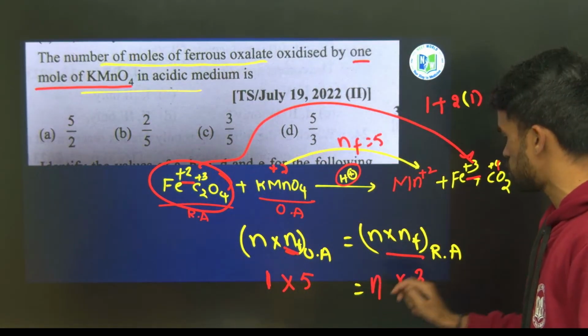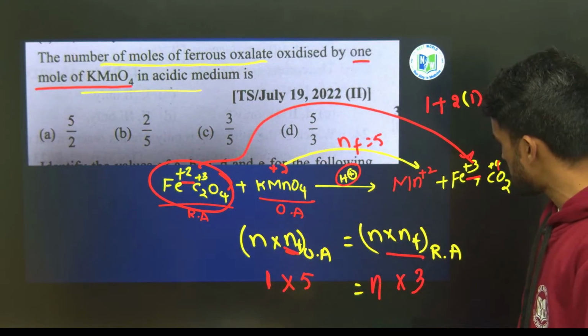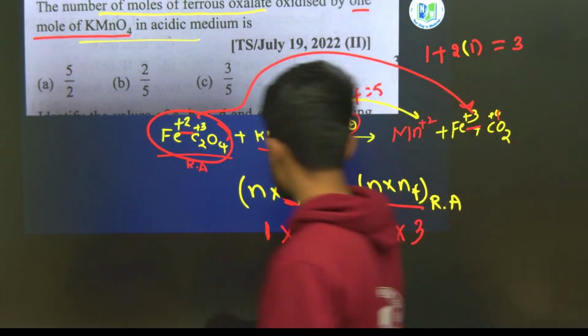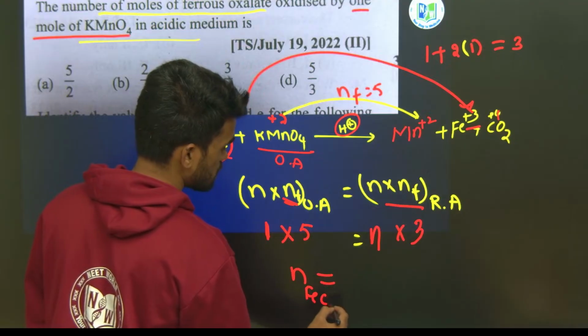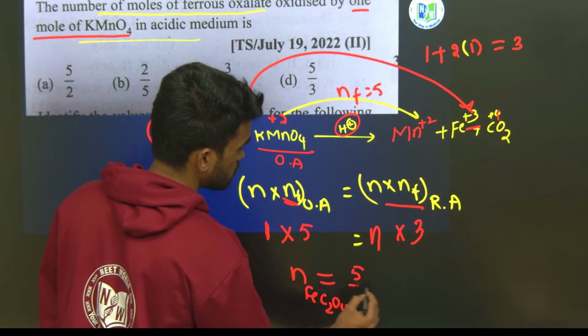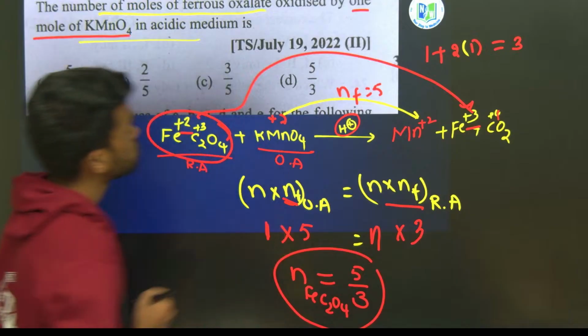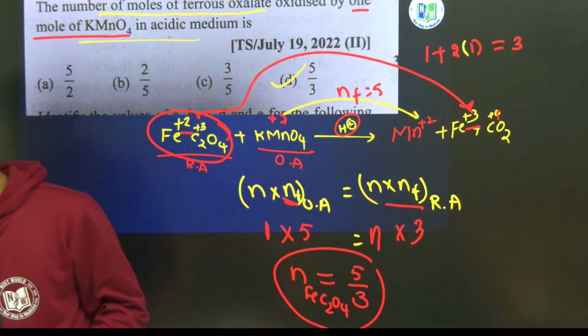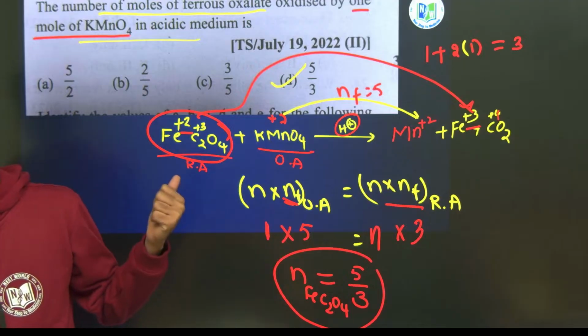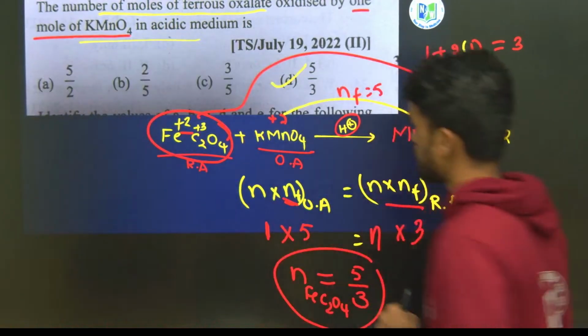So this is what you need to find here, N. Except N, you have everything now. So your answer is: N, the number of moles of ferrous oxalate, equals 5/3, that's it. This will be your answer. So option D will be our answer for this question. Clear or not? Next.